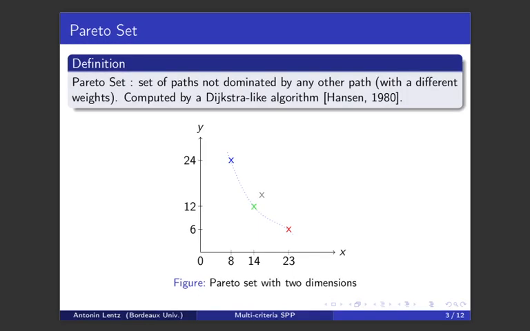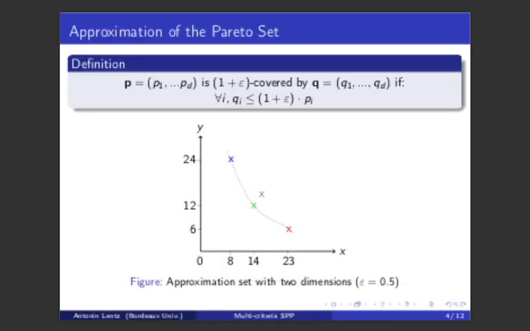The set of optimal paths is called the Pareto set. So here the whole set of dots plus the blue, green and red paths is the Pareto set, since none of those is dominated by any other path. It could be computed with a Dijkstra algorithm, however, it's not practical since the Pareto set can be really huge, even exponential in the number of vertices.